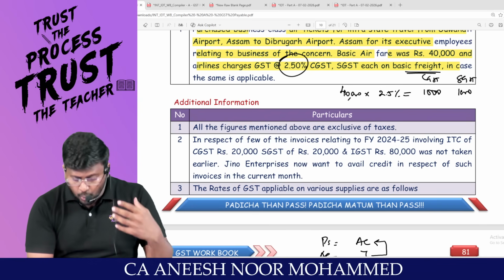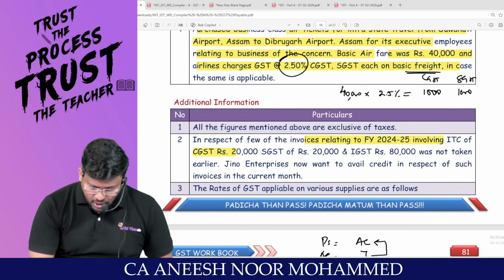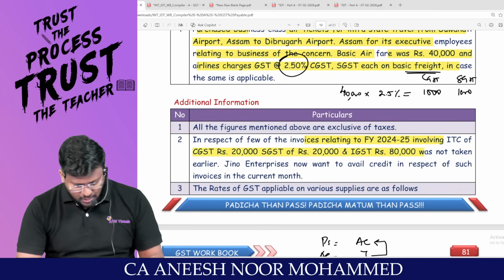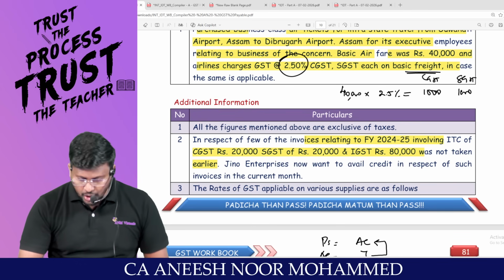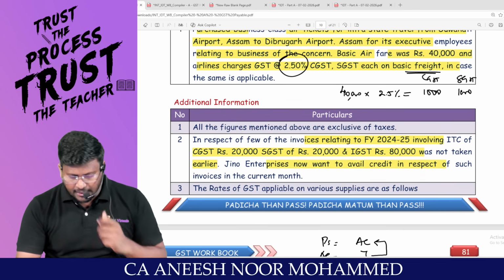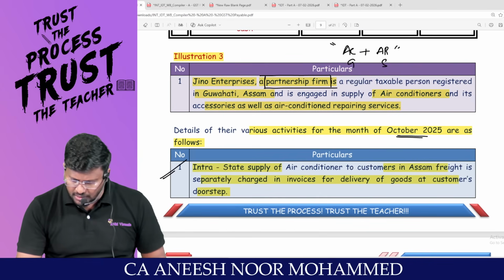In respect of few of the invoices relating to last year, 24-25, involving ITC of CGST 20,000, SGST 20,000, IGST 80,000 was not taken earlier. GST Enterprises now wants to avail credit in respect of such invoices in the current month. What is the current month? We are calculating for which month? October.